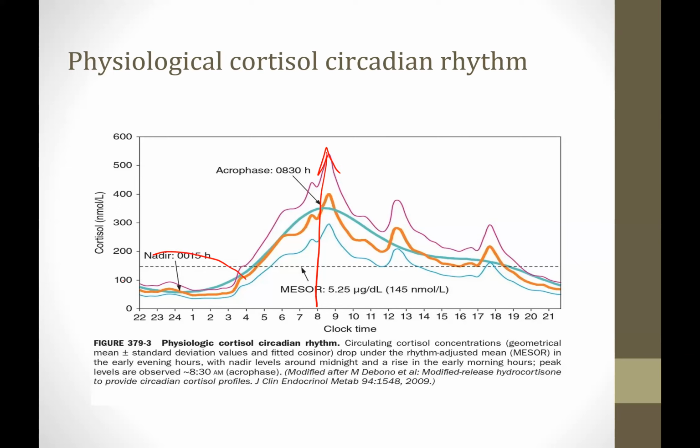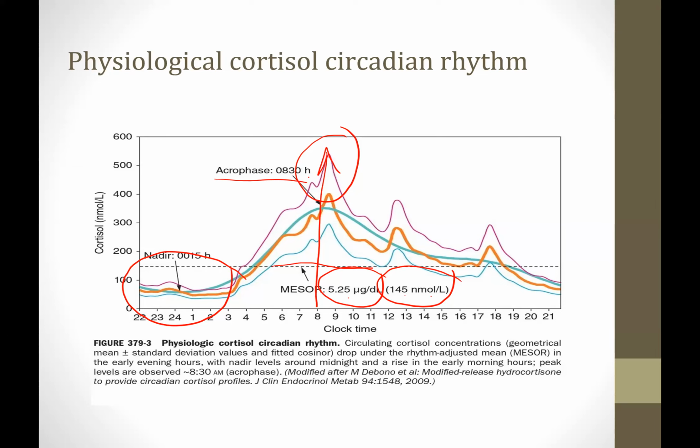It could be as low as this much in the night, around midnight, 12 o'clock or so, or as high as this much around 8 a.m. So 525 nanomoles per liter to 145 nanomoles per liter. That is the basal level. And this is the acrophase at around 8:30. That is the acrophase, so this is important to know. The adrenal dysfunction can be of two types, as he will present in the subsequent slides.